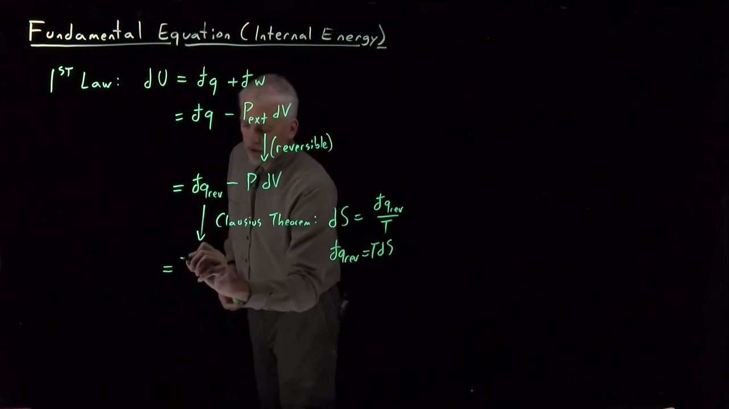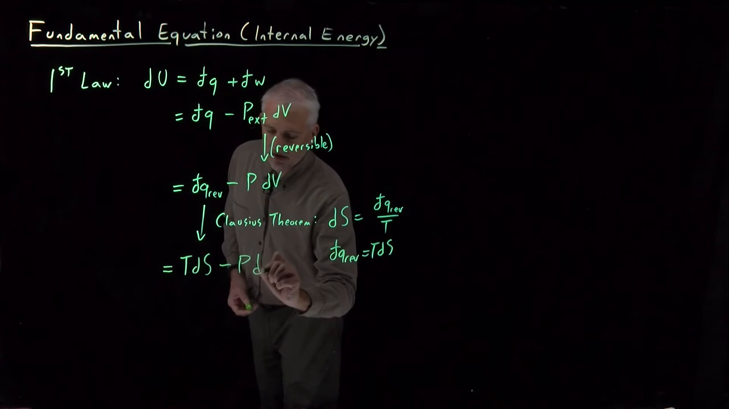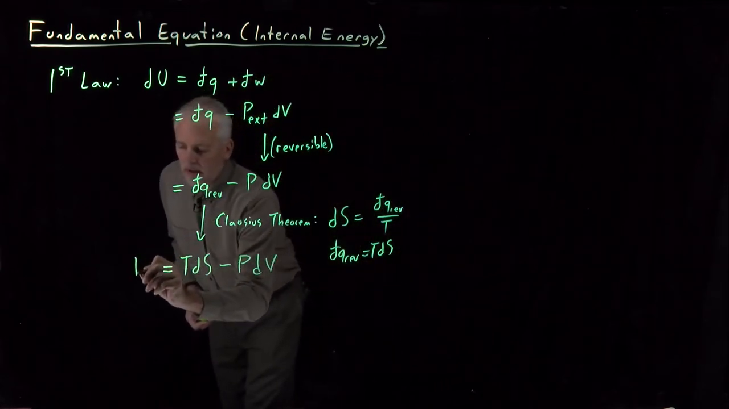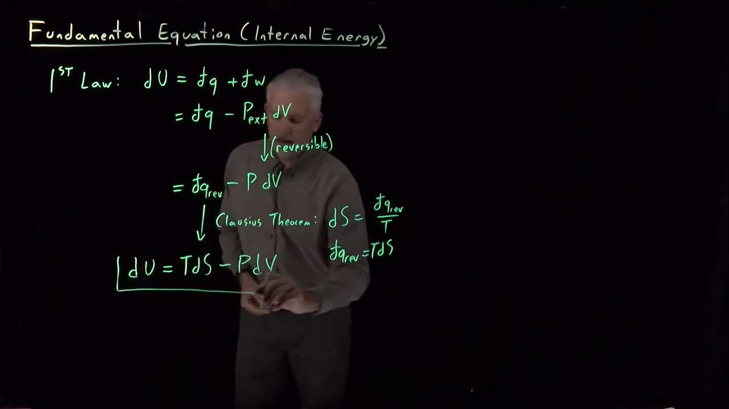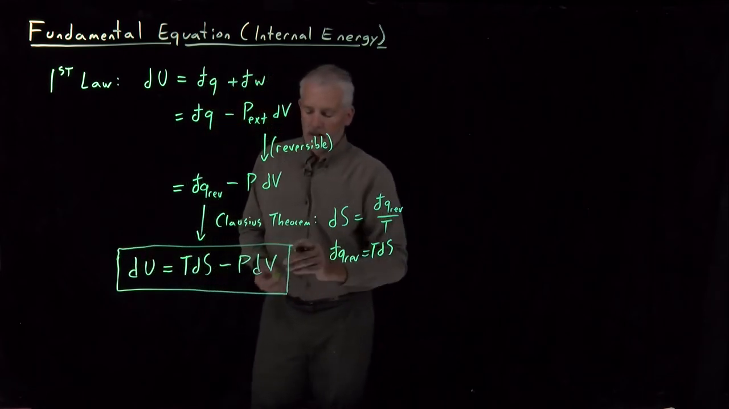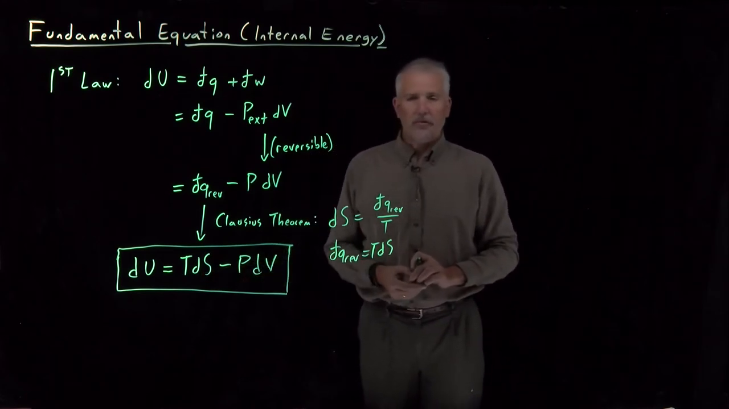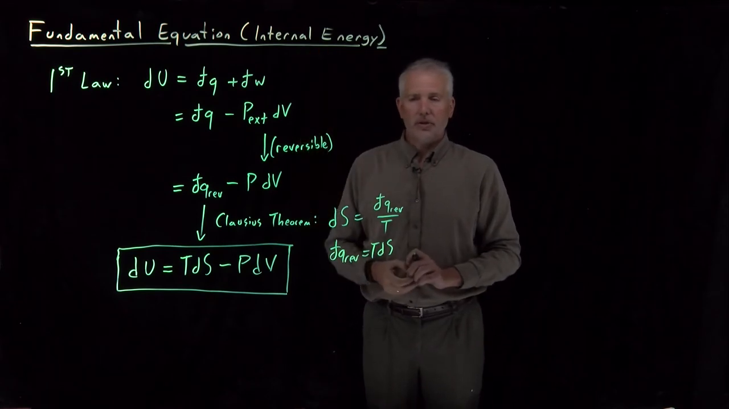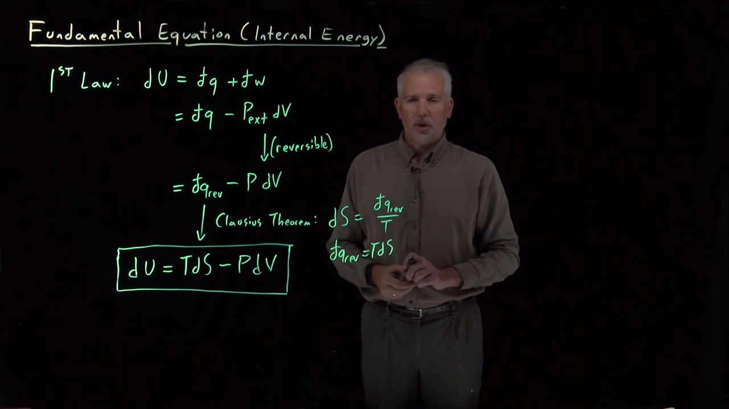And that's what I'll use to transform this equation. So instead of dq reversible, I'll use the Clausius theorem to say T dS, and I've still got a minus P dV. So at this point, my equation looks like this: dU is equal to T dS minus P dV. I'll put that equation in a box. That's the equation that we'll actually call the fundamental equation. We'll run across several equations that we'll call fundamental equations. This is in particular the fundamental equation for U, the fundamental equation for the internal energy. This is actually a truly significant result that we'll come back to over and over.